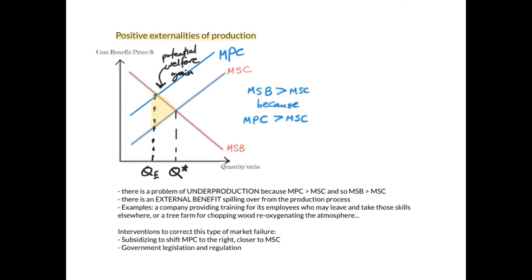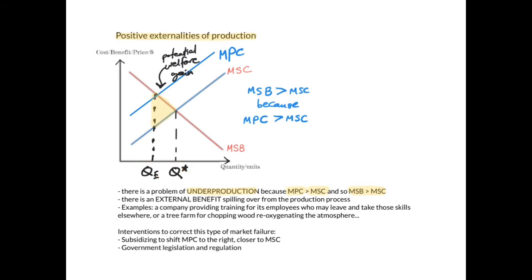When this happens, there's a problem of underproduction because the marginal private cost, MPC, is greater than the marginal social cost. As a result, the marginal social benefit is higher than the MSC. You can see here, because the producers base their production decisions on the MPC, the equilibrium quantity is less than the optimal quantity.